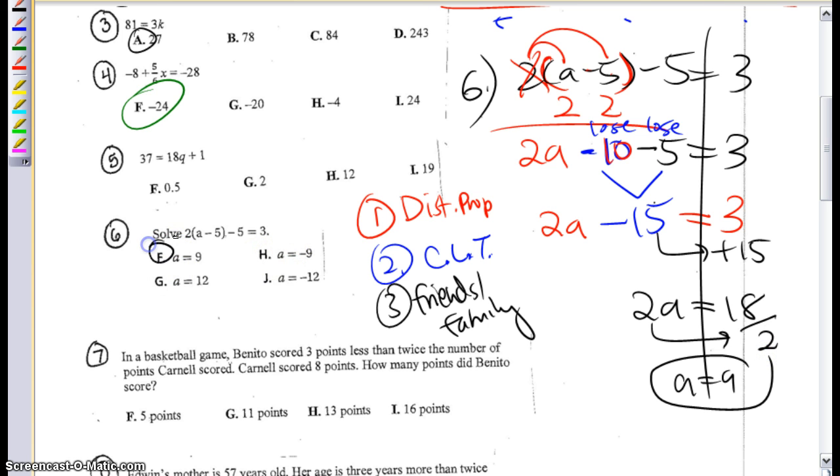So 9. And we can always check our answer by putting that a right into that equation, and using my calculator I can use PEMDAS and check that yes, 9 minus 5 is 4. So 2 times 4 minus 5 is 8 minus 5, and that's 3, so it is equal to 3 on the other side of the equal sign. So it is true that a is 9.